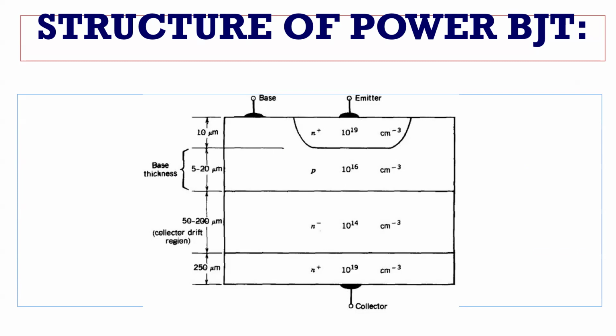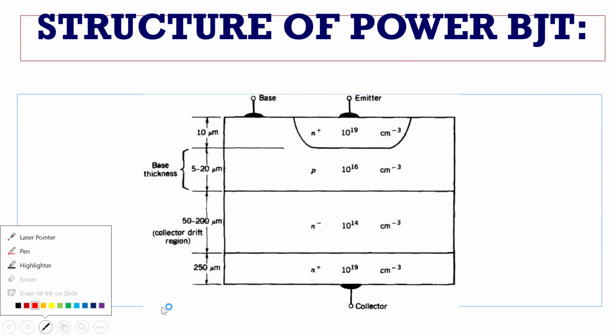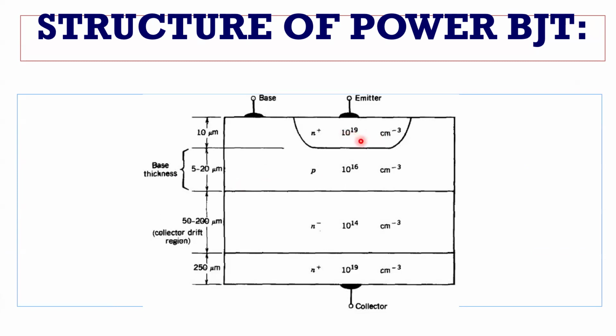Doping in the emitter layer is quite large. See this emitter layer, the doping is 10 power 19 per cubic centimeter. It is very much larger compared to the base. The base doping is moderate, about 10 power 16 per centimeter cubed. And the N minus region that forms the collector half of the collector-base junction is usually termed the collector drift region. It is of 10 power 14.